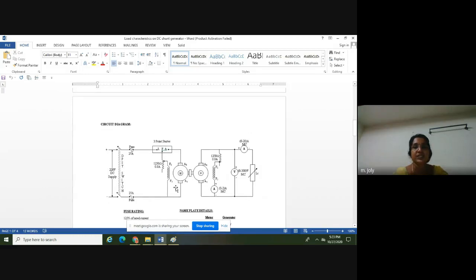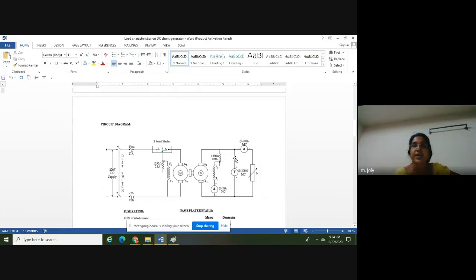So these are the connections. So same connections only here. You can see L, F and A. Here the field rheostat and the field terminals of the motor. These are same. Here also up to here it is same. You can see up to here it is same. Okay. So ammeter is there, voltmeter is there.